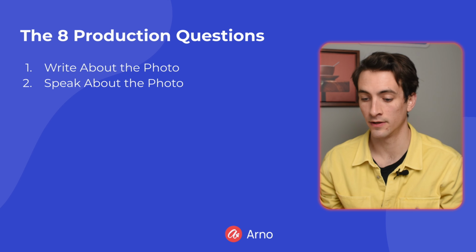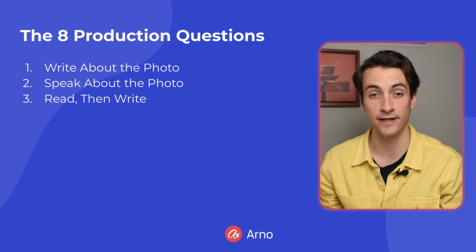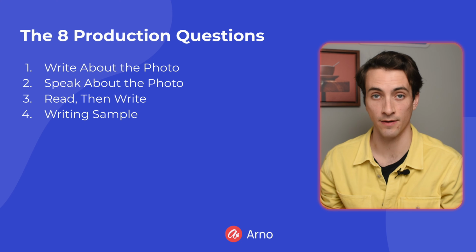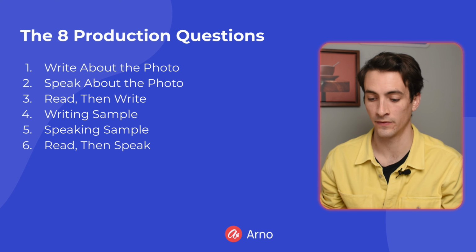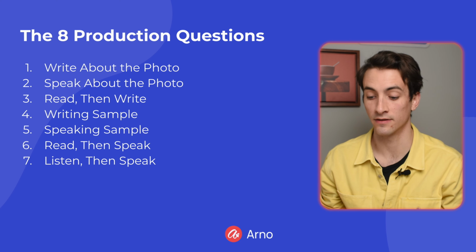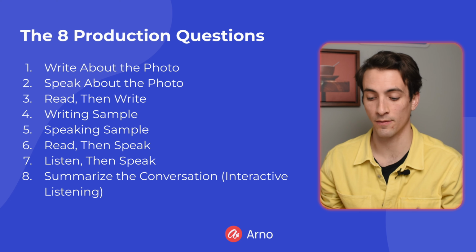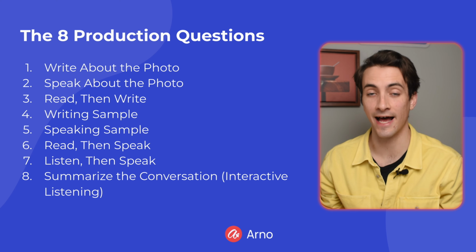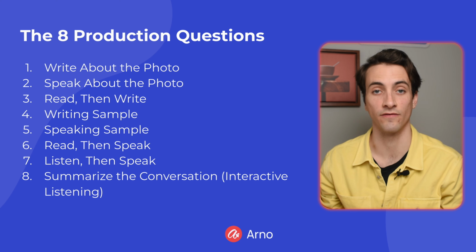All of the writing and speaking questions on the test count toward your production subscore. There are 8 writing and speaking questions on the DET. Write about the photo, speak about the photo, read then write, the writing sample, the speaking sample, read then speak, listen then speak, and summarize the conversation, which comes at the end of the interactive listening set of questions. If you want to learn more about each of these 8 question types and all the question types on the Duolingo English test, check out this video.